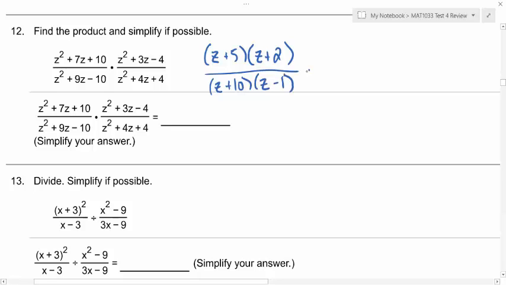Perfect, and then the second numerator? It's z plus 4 and z minus 1. Good, and then the last denominator? Z plus 4 and z plus 2. I mean z plus 2 and z plus 2. There you go.